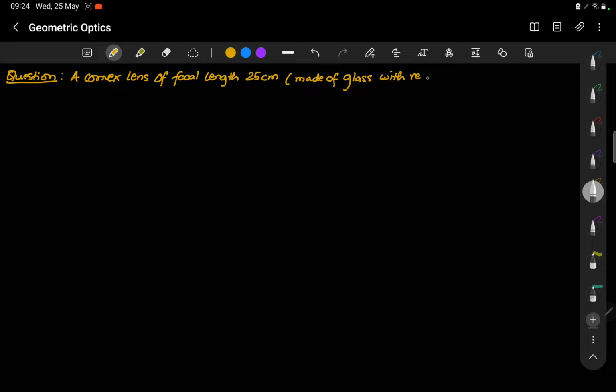This is a question based on lens. So we have the question given as follows. A convex lens of focal length 25 centimeter. This convex lens is made of glass, where the refractive index is 1.5.